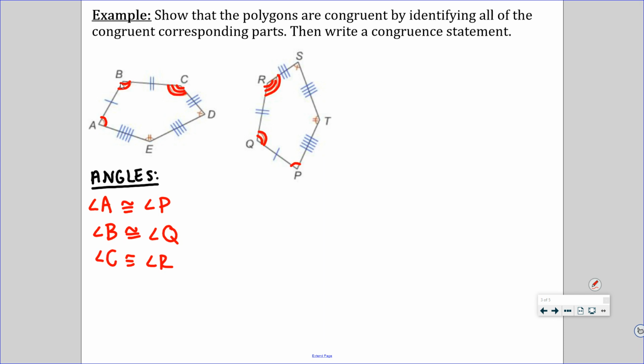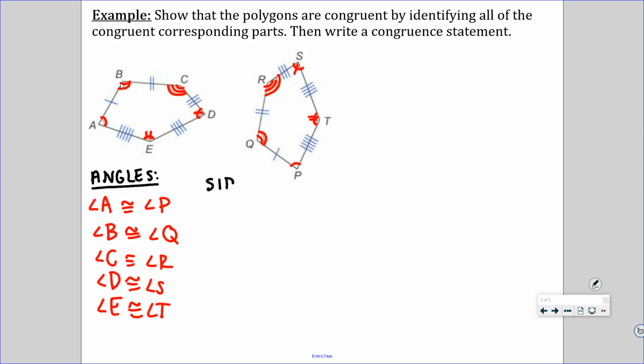Tyson, can you give me another pair of congruent angles? Good. Angle D is congruent to angle S. They marked that for me. Last one, Trinity. Angle E is congruent to angle T. Perfect. Okay, so we've shown that all angles are congruent, but that's not enough to say that these polygons are congruent. We have to show that all their sides are congruent. That's also marked for me with these dashes.